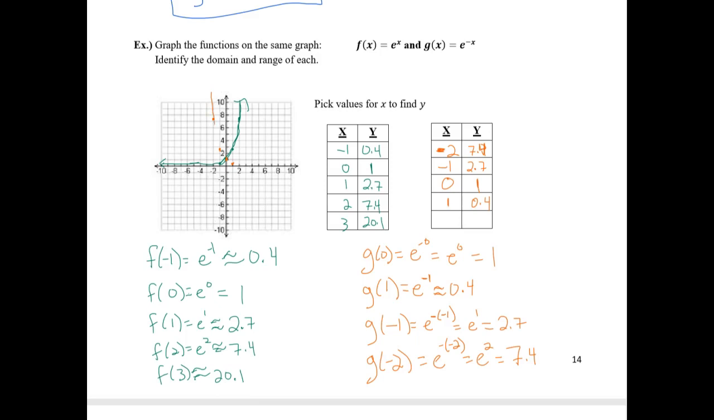And we see this is going to be the same graph, but now it's a mirror image across the y-axis. So when we talk about the domain for each of these, remember domain is the inputs, the x values. It's how far left and right we can go. So the domain for both of these will be -infinity to infinity. They will go left and right forever.